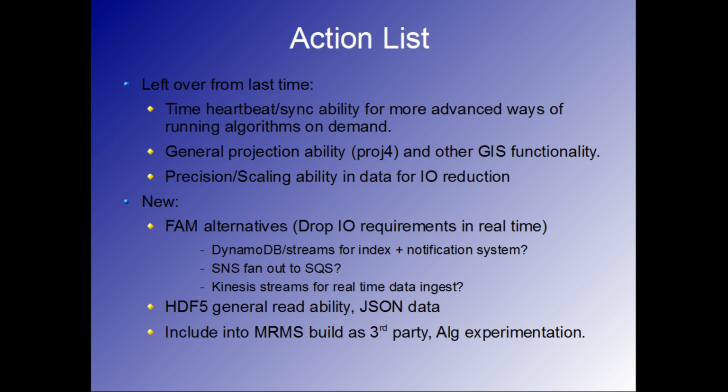So let's look at the action list. Many of the things planned last time are mostly completed, although a few are still left. The first thing being the heartbeat syncability. Basically, the idea around this is to enhance the archive real-time mode to increase the number of ways that an algorithm can actually be run. I think this will be good to have, especially if we move towards running algorithms in auto-scaling cloud environments.